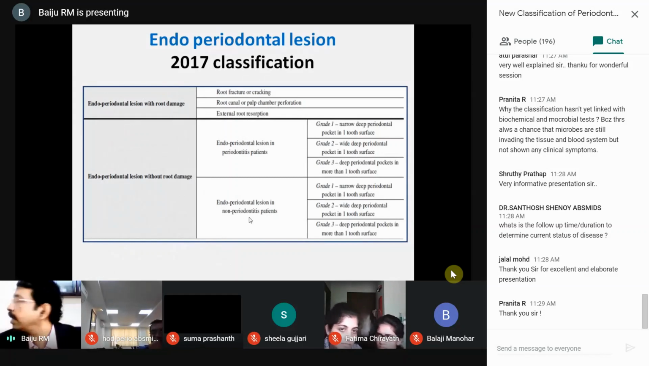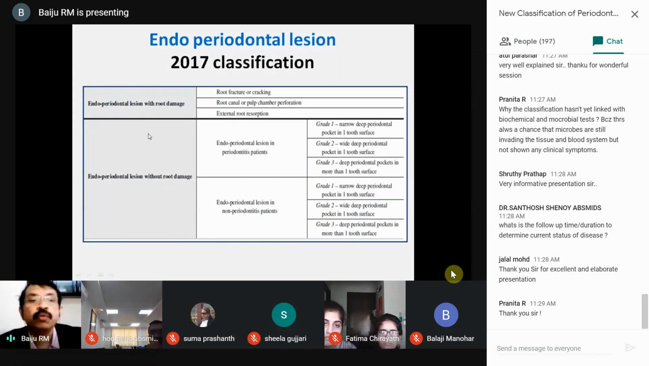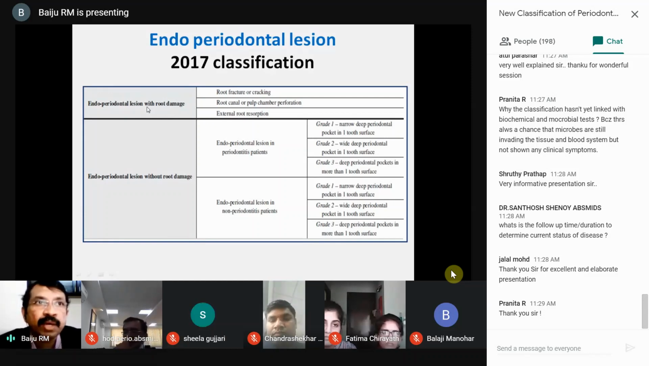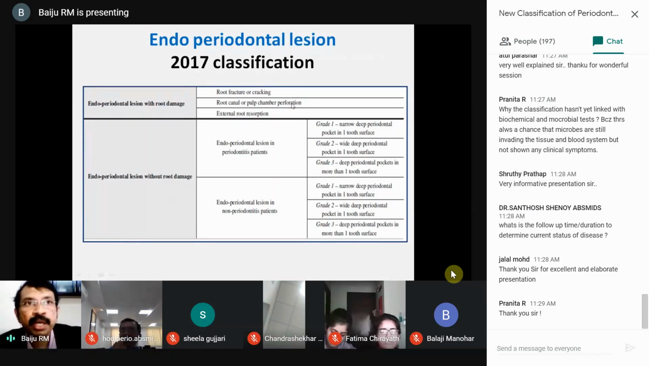Then I briefly mention the new classification, the endo-periodontal lesions category. It says that there are two types of endo-periodontal lesions: one with root damage, one without root damage. So first we have to identify any evidence of root damage. What do you mean by root damage? There is a crack or a fracture, any vertical root fracture, or any root canal or pulpal perforation, either caused by caries or caused iatrogenically, or is there any evidence of external root resorption?